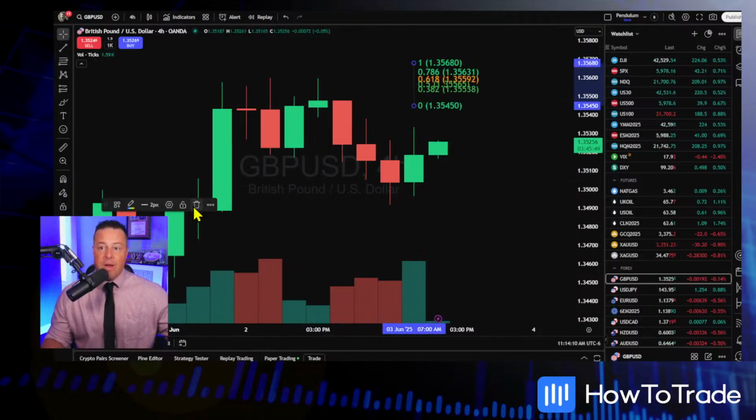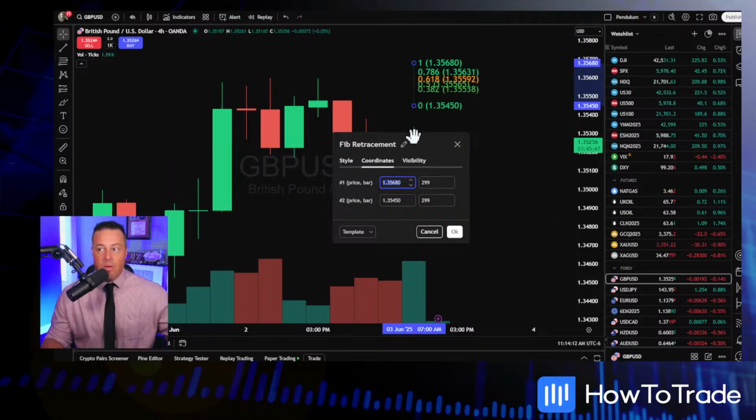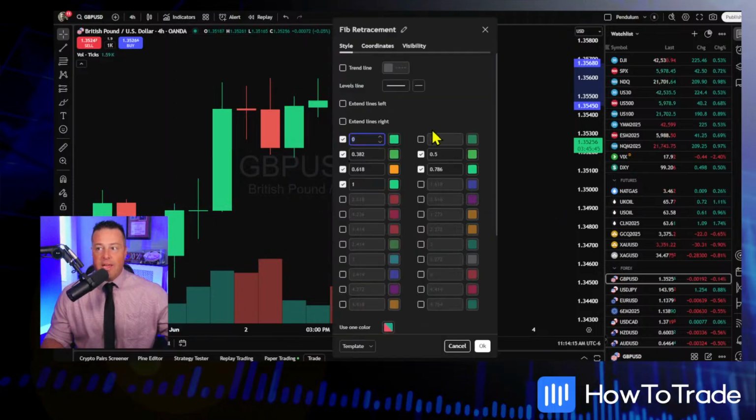Well, you got your Fibonacci retracement sequence right there. What you're going to want to do is go to settings. Now, the way that you can do this is relatively straightforward. I've already built a template. I'm going to go ahead and show it to you right now.